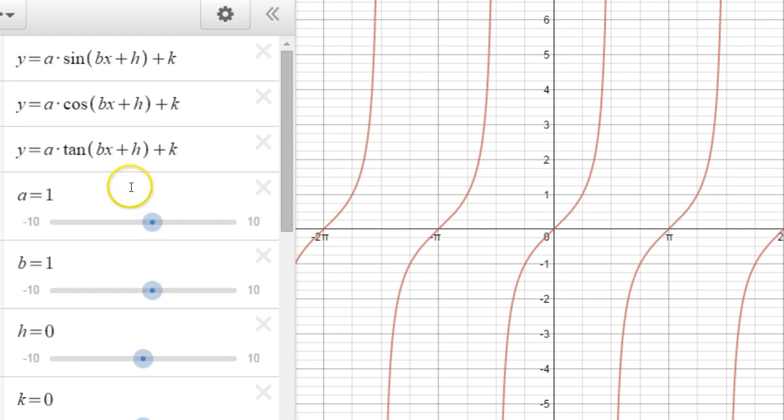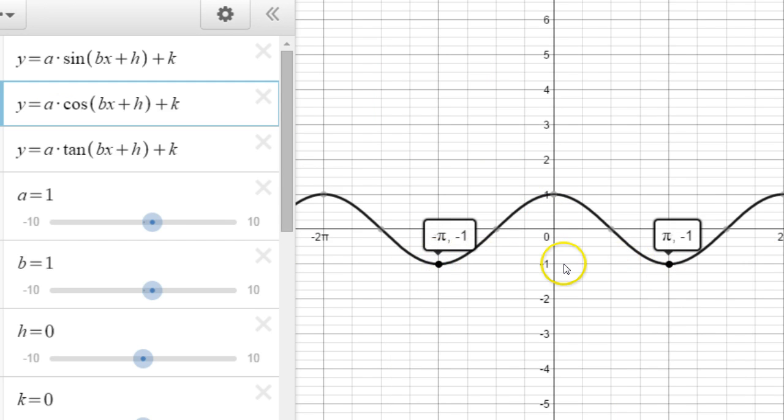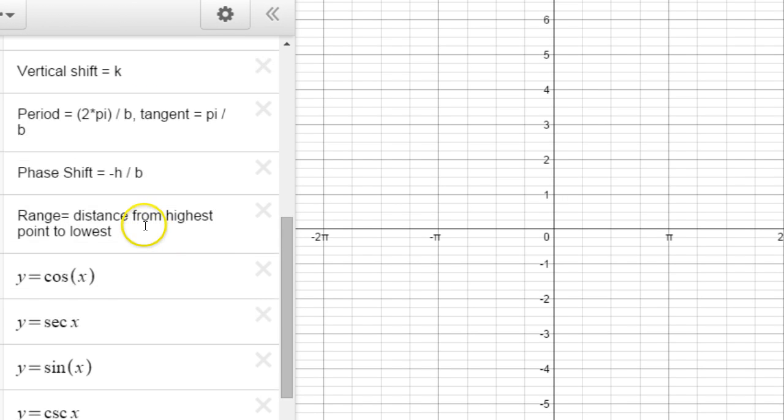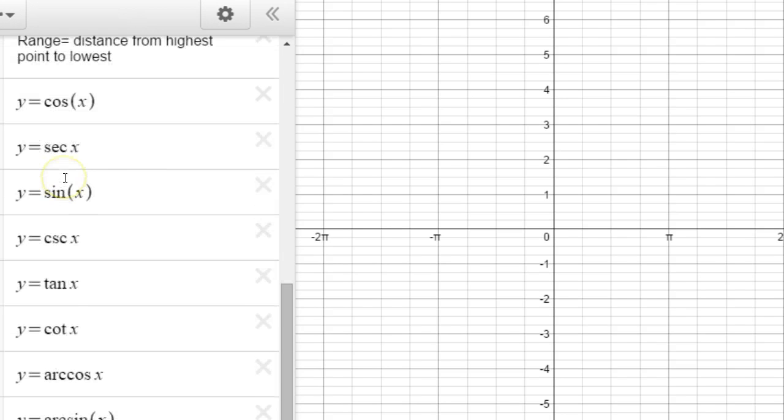Okay, alright, so that's why we're dividing by pi. Whereas if I did cosine or sine, it would be a length of 2 pi. So that's why I divide sine and cosine by 2 pi. Alright. Phase shift is still negative h divided by b. It just works the same way. Range, highest to lowest, that type of thing. So, okay, that's it for that.